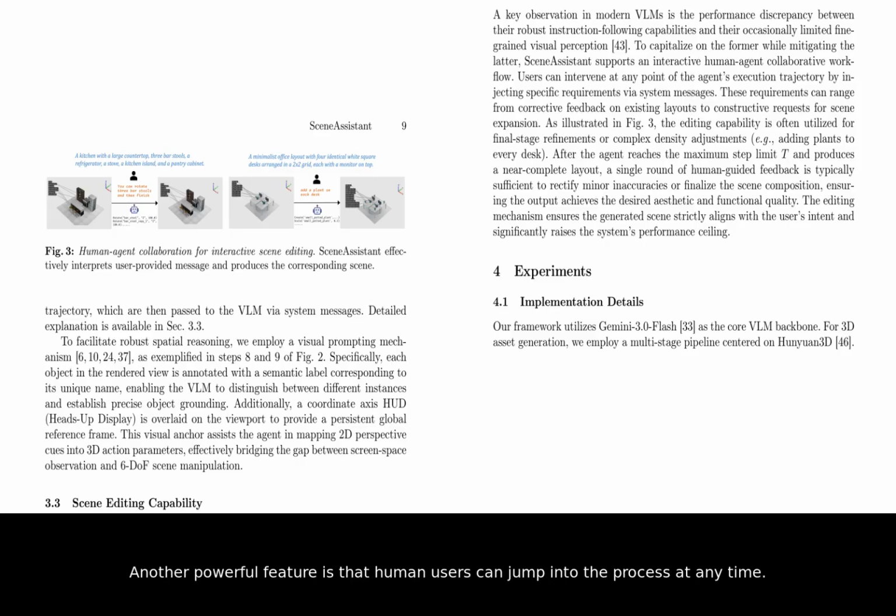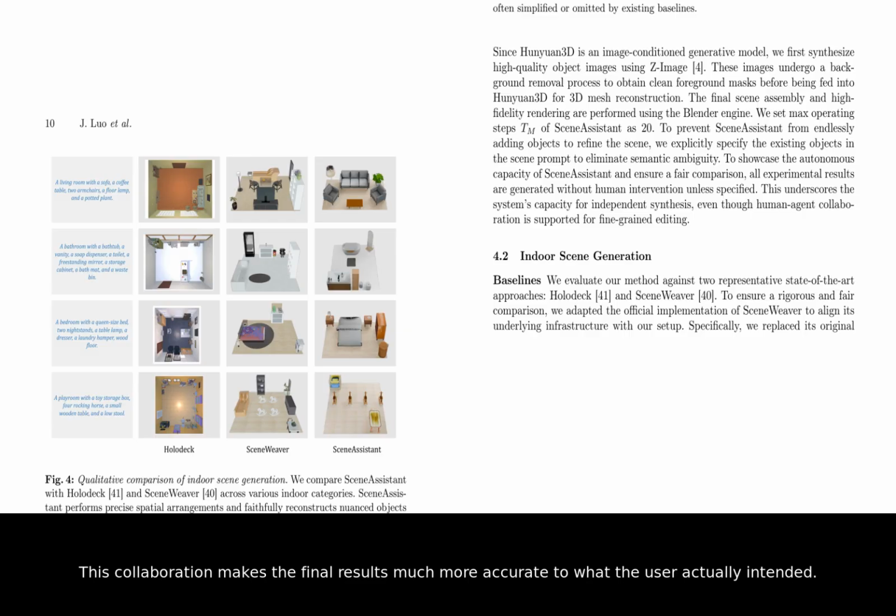Another powerful feature is that human users can jump into the process at any time. If the AI is almost there but needs a small adjustment, a person can give a natural language command to guide it. This collaboration makes the final results much more accurate to what the user actually intended. When compared to older methods, SceneAssistant consistently produces higher quality layouts with fewer errors. It avoids the rigid templates that made previous 3D generation look repetitive or unnatural.